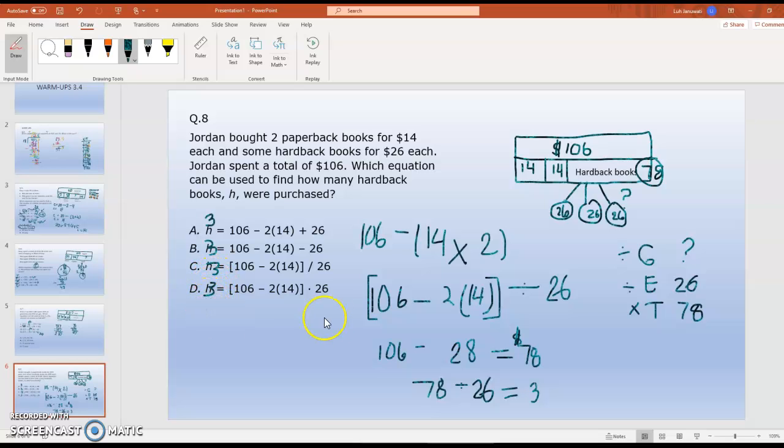If you got confused, just see 106 minus 78 times 26. That's not the answer. 106 minus that minus 26, will that give you 3? Plus 26, will that give you 3? Or divided by 26, which will give you 3. Okay? So those are the hints. You can figure it out yourself.